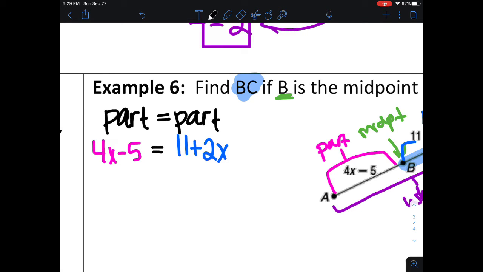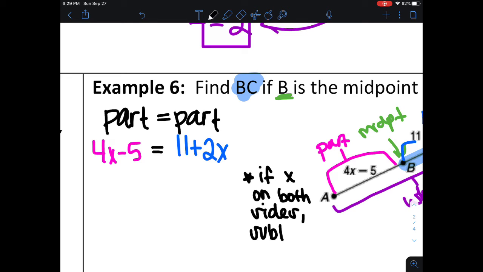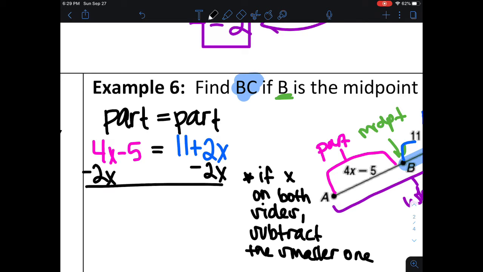Algebra meets geometry. The first thing you need to do, if you have x's on both sides, then you need to subtract the smaller one. Okay, what I mean is we have 2x, we have 4x. Which one's smaller? 2. That's the one you're going to subtract. We already talked about this at the beginning of the school year, like the very beginning, but we're doing it again, obviously. Those will cancel.